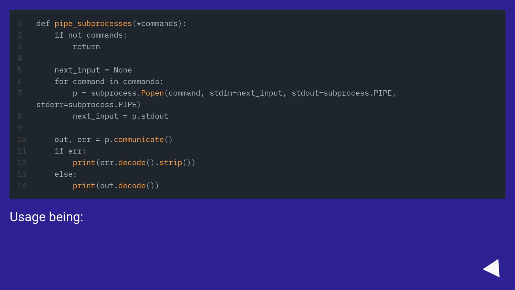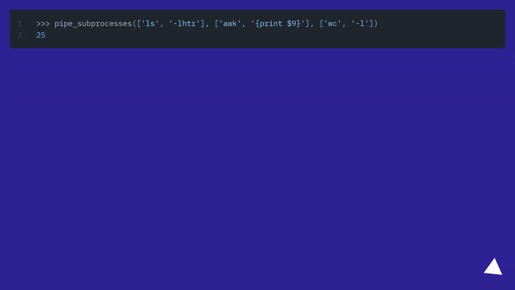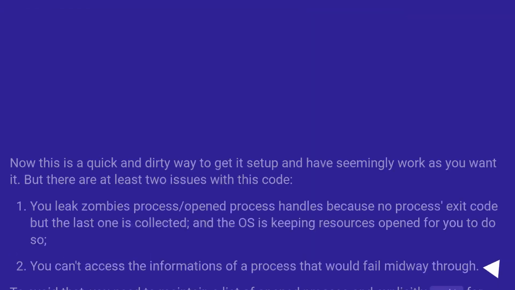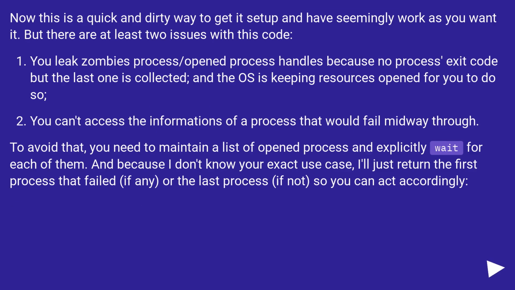Usage being. Now this is a quick and dirty way to get it set up and have it seemingly work as you want it. But there are at least two issues with this code. You leak zombie processes and open process handles, because no process exit code but the last one is collected, and the OS is keeping resources open for you to do so.